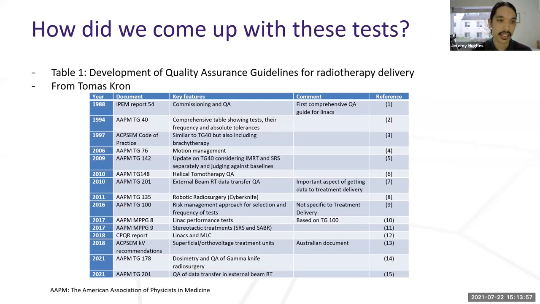So historically, there've been a few reports, TG40 and TG142, that basically prescribe all of these tests. They say you have to test the outputs, and this is the tolerance value associated with that. More recently, there's been TG100, which is a different document, I guess, that gives the control back to the physicist. And I'll speak more on that later.